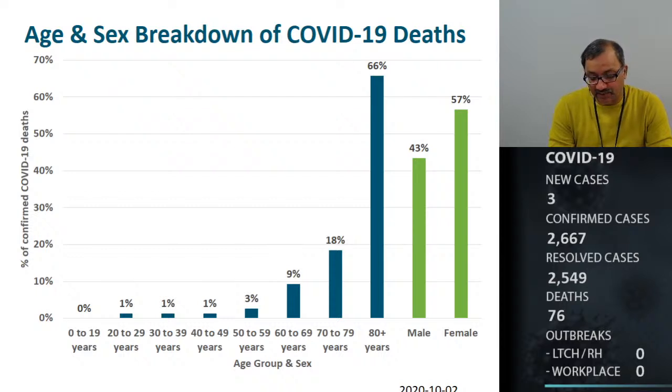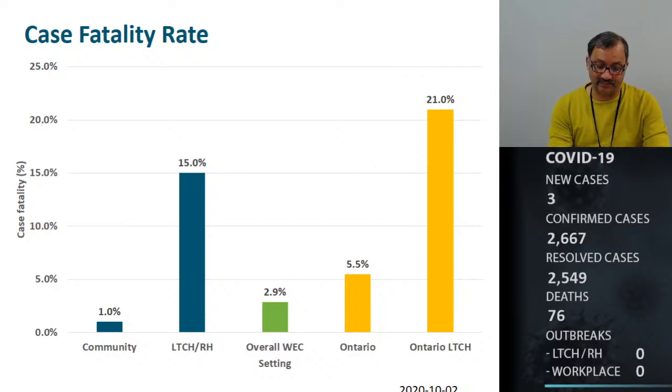Looking at the age and sex breakdown of COVID-19 deaths in our community, overall, what we have noticed is more females died with a COVID diagnosis compared to males. From an age distribution perspective, 66% of these deaths were in individuals who were 80 years and older. The youngest person who died in the region was a man in his 20s.